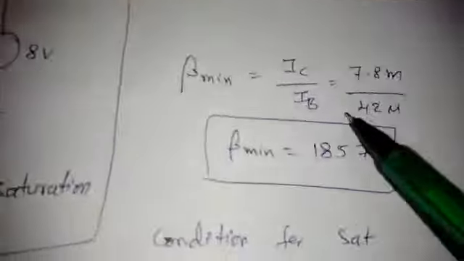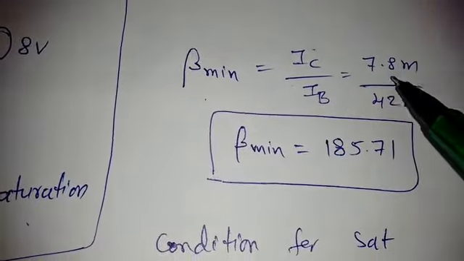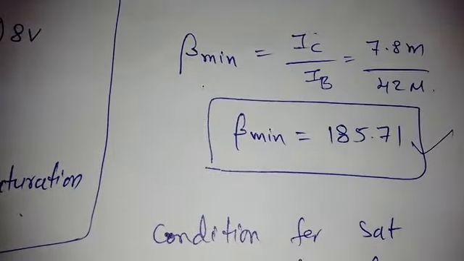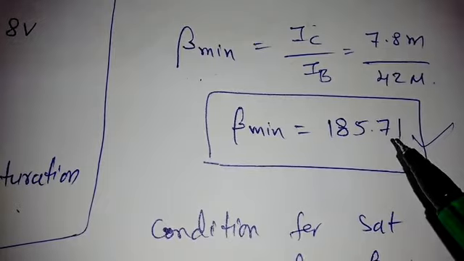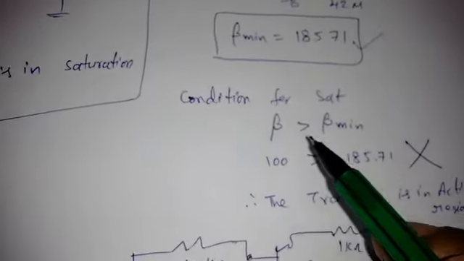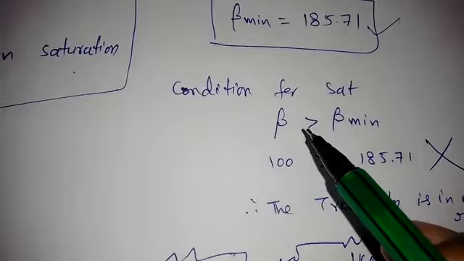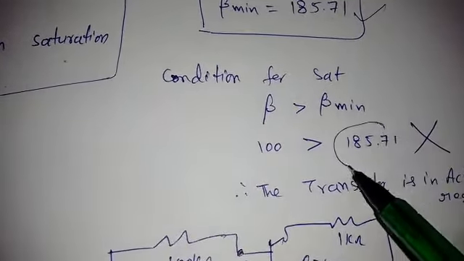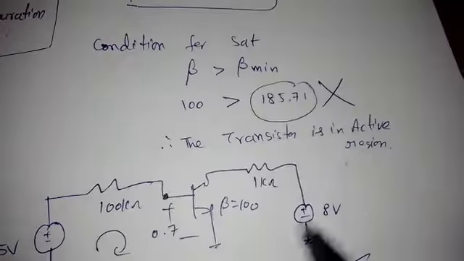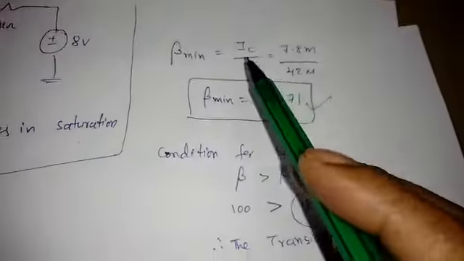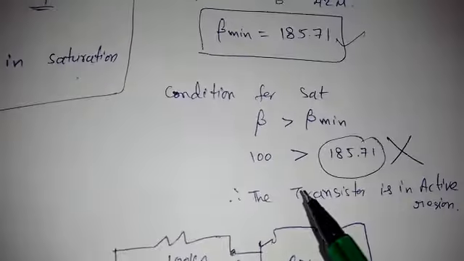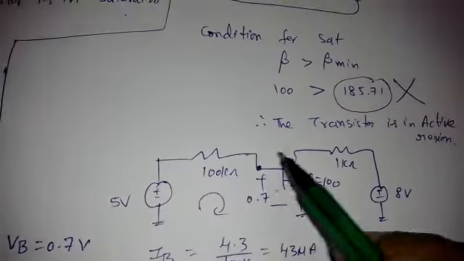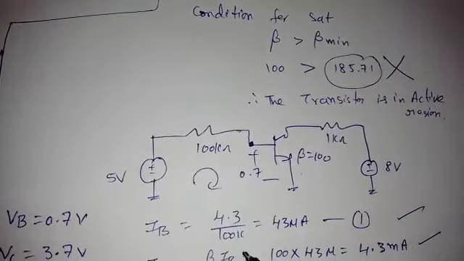Now we got IC and IB, so we'll find beta minimum. Beta minimum is 7.8 milli by 42 micro. We got beta minimum as 185.71. That means the condition, whatever we had in the previous example, is not satisfied now because beta minimum is more. That means the transistor is in active region. That means whatever IC and IB we found are the wrong values. Now again we will assume the transistor is in active region, then we will find the current expressions.